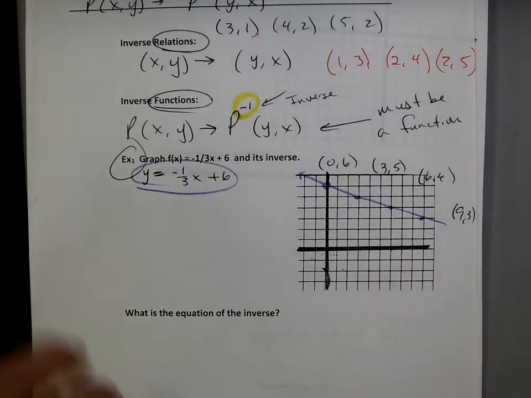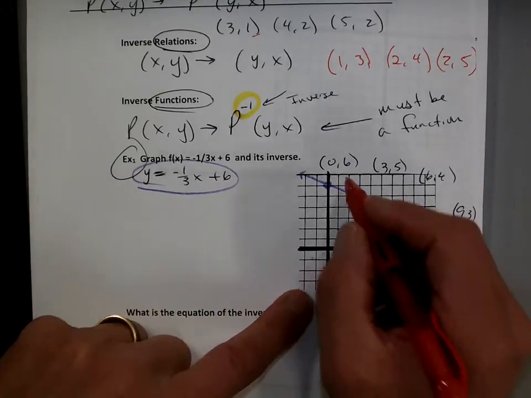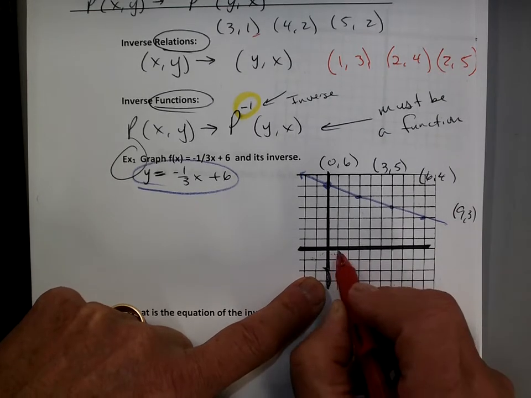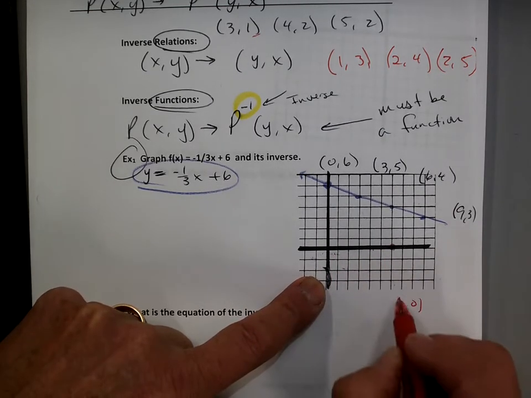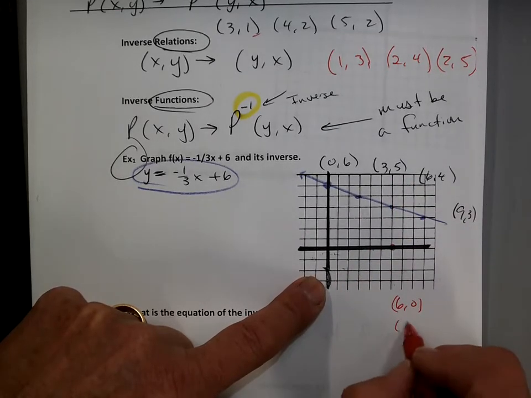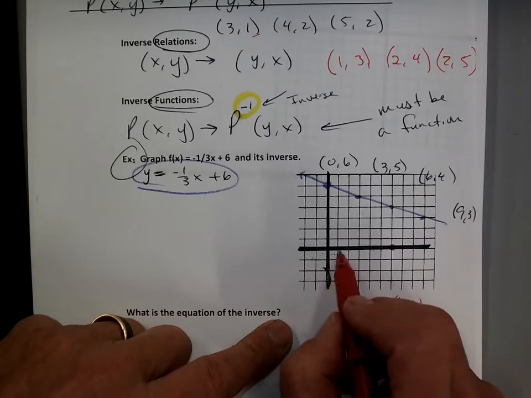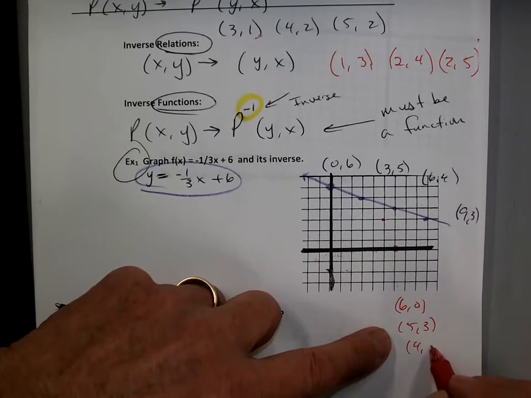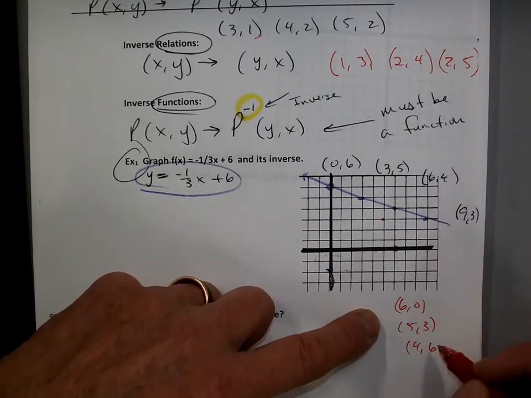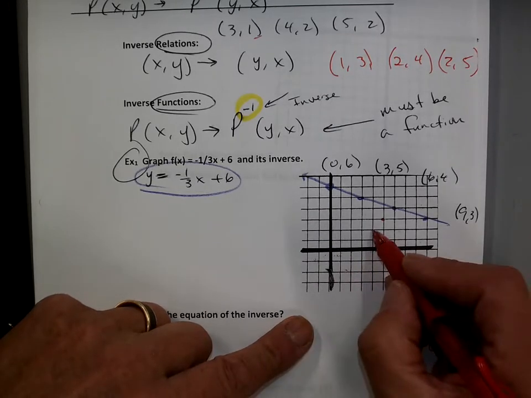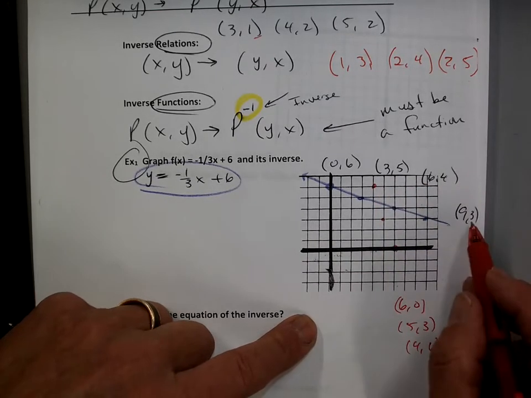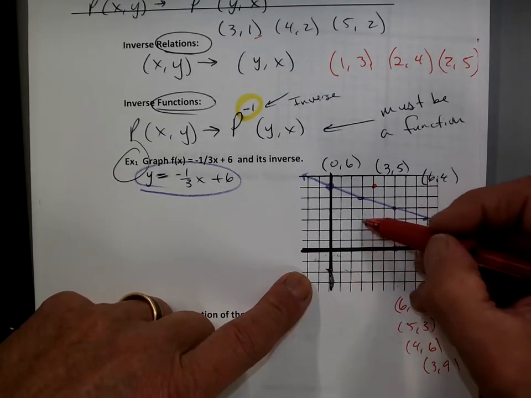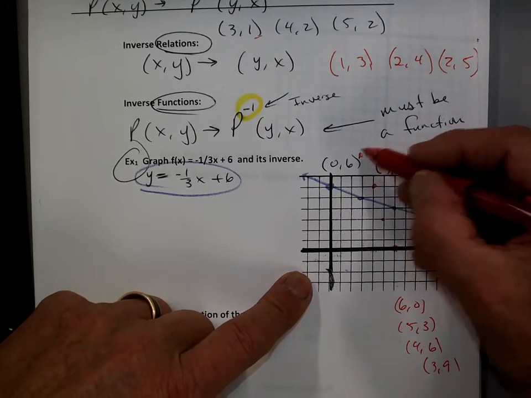So the inverse points: instead of 0, 6, I'm going to have 6, 0. Instead of 3, 5, I'm going to have 5, 3. Instead of 6, 4, I'm going to have 4, 6. Switch it around. Instead of 9, 3, let's make it 3, 9. Up here, 1, 2, 3, 4, 5, 6, 7, 8, 9. Okay. And then if I graph that in.